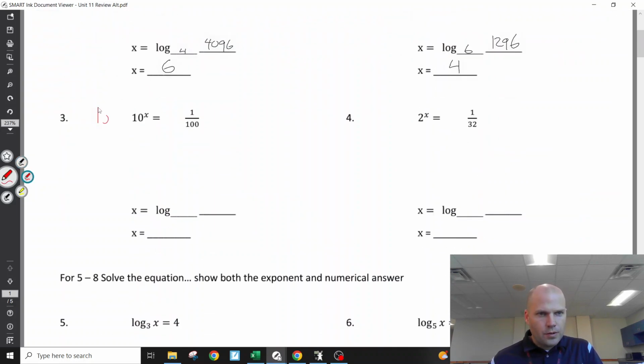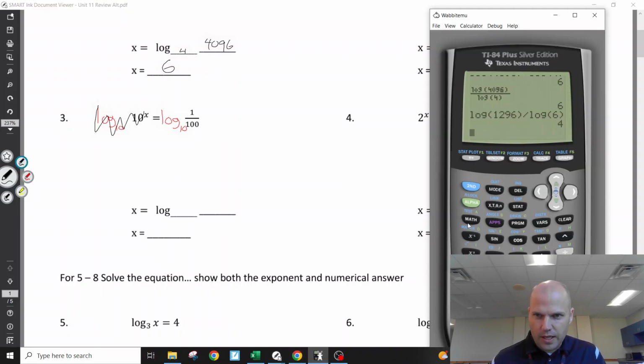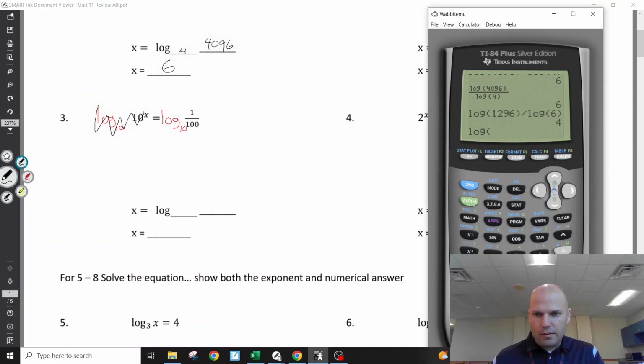Okay, to get rid of a 10 to a power, let's log base 10 both sides. Log base 10 of 10 to the x is just x. Log base 10 of 1 over 100 is going to be negative 2. Now, log base 10 is just the same as log. If you use the log button, you are using a log base 10.